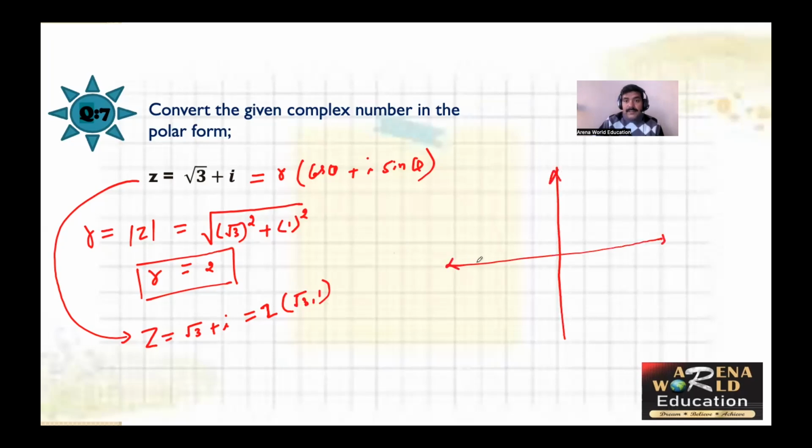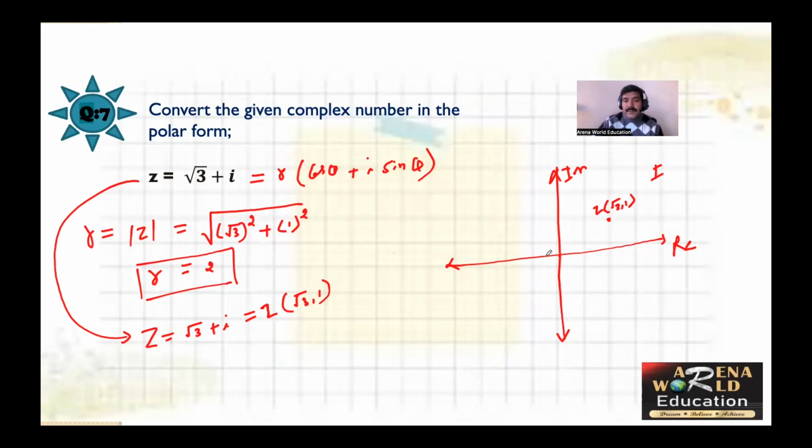Yes, we will make the Argand plane. This is the real axis and this is the imaginary axis. We will check √3 comma 1. It is in which quadrant? Both are positive. It means it is in the first quadrant, right? So if we roughly sketch this, it will be somewhere here, √3 comma 1. So this is your Z point, right?